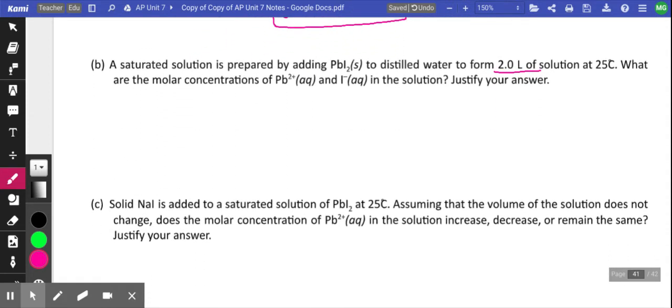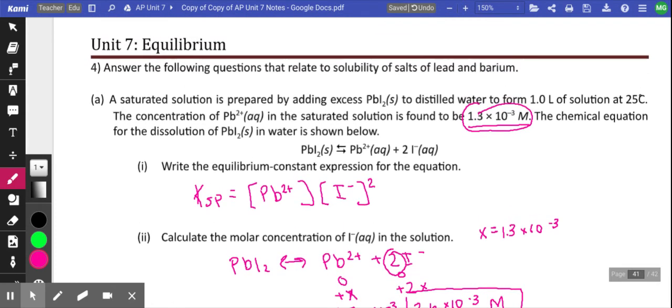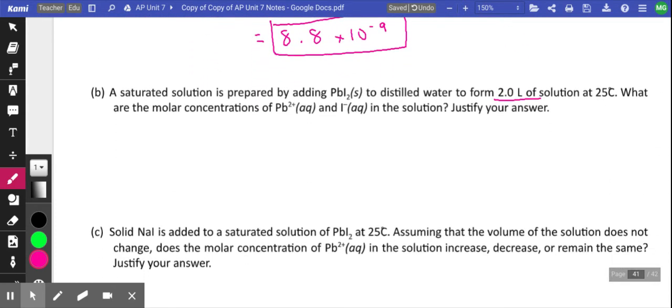Okay, then moving on here, they're asking me what the difference would be if I made this in a 2-liter solution, instead of the original solution that I was given at the top, that 1-liter solution. What we need to think about here is that the Ksp is not affected by the volume. That K value is really only changed by a change in temperature. Nothing else is affecting that K value. It should be a constant. That's why we call it an equilibrium constant.